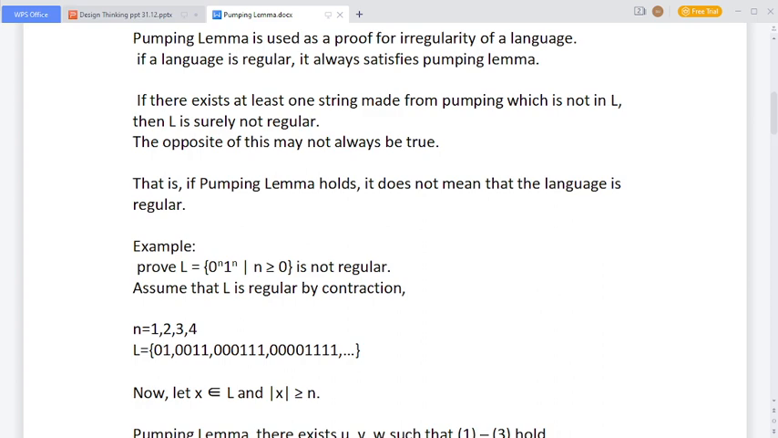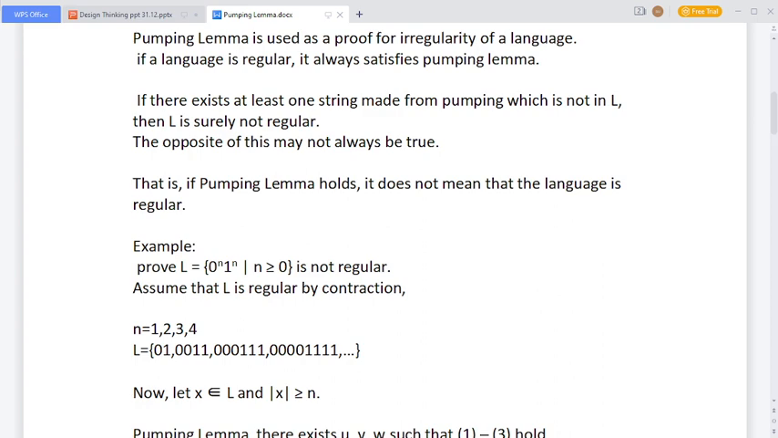The opposite is not always true. That is, if the pumping lemma holds, it does not mean the language is regular; it may still not be regular. If the pumping lemma holds, the language may or may not be regular. So both things are possible.